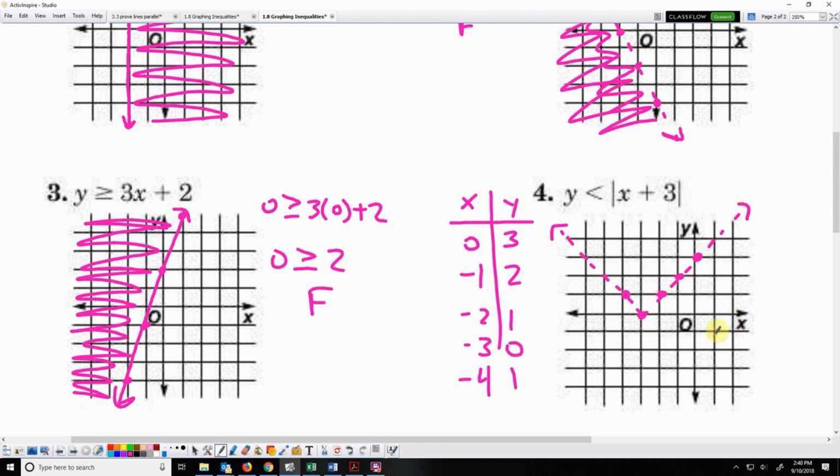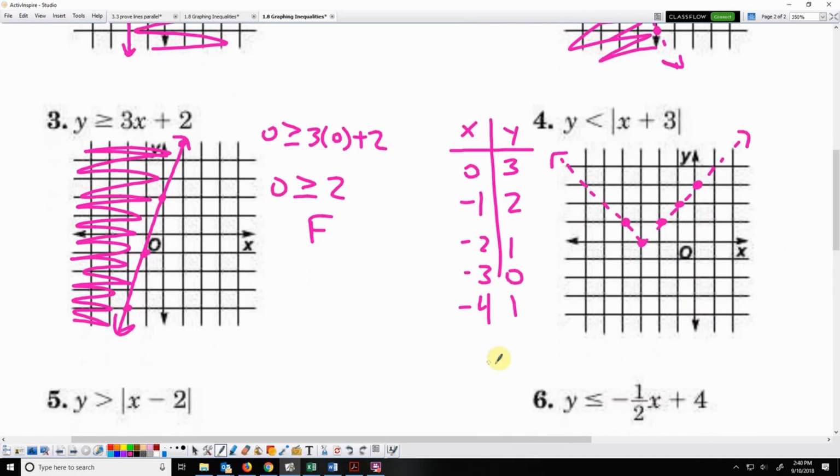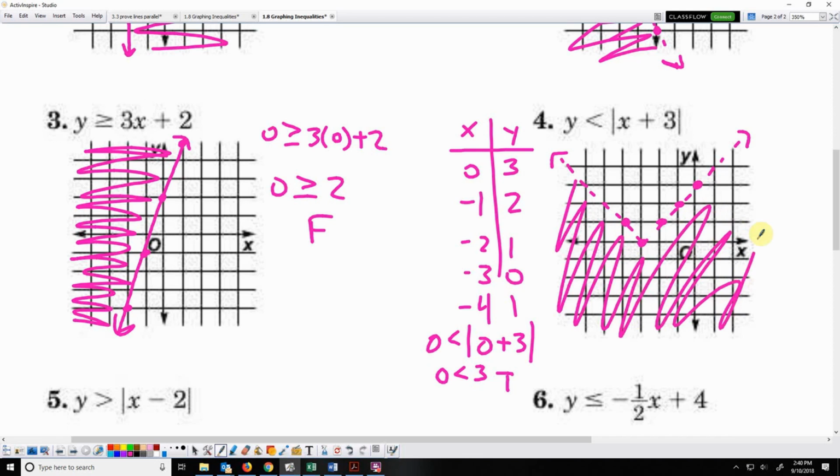But then we test the origin to see if we should shade where the origin is or where the origin is not. So we can plug in that origin. 0 is less than the absolute value of 0 plus 3. 0 plus 3 is 3, and the absolute value is 3. 0 is less than 3 is a true statement. The origin is here outside of the V, so I'm going to shade outside of the V.